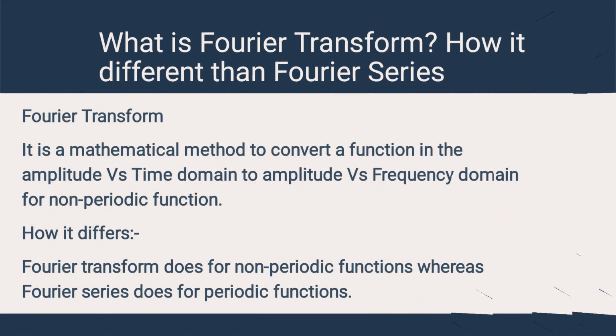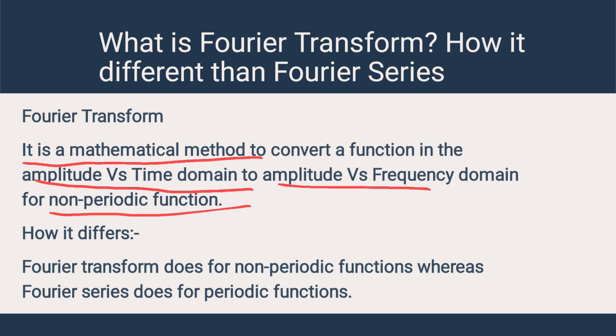So first of all, let us know what Fourier transform is. Fourier transform is a mathematical model which is used to convert the function in the amplitude versus time domain to amplitude versus frequency domain for non-periodic function. This is an important term. It is done for non-periodic function. Now it differs from Fourier series. Fourier series is done for periodic function, whereas Fourier transform is done for non-periodic function.